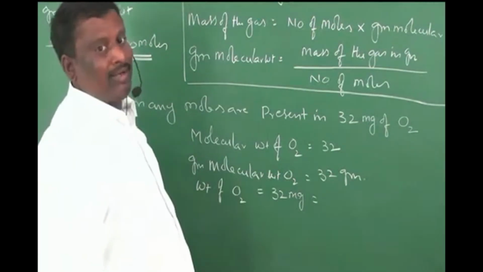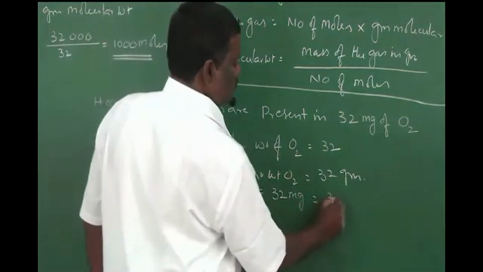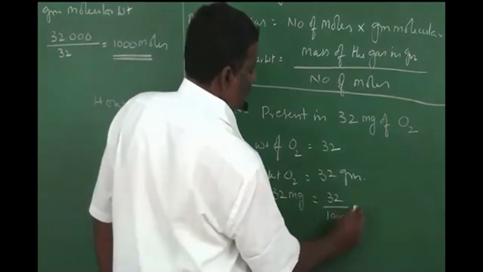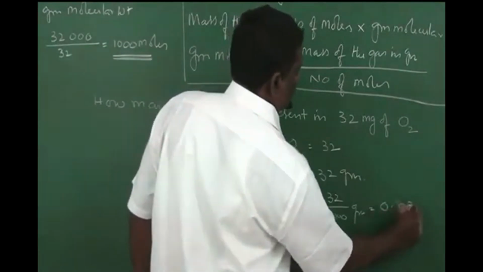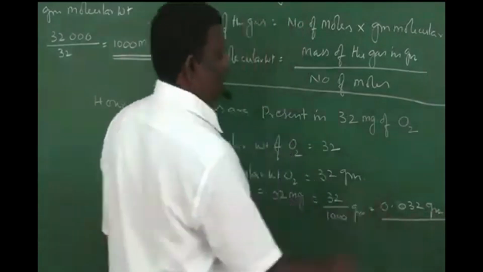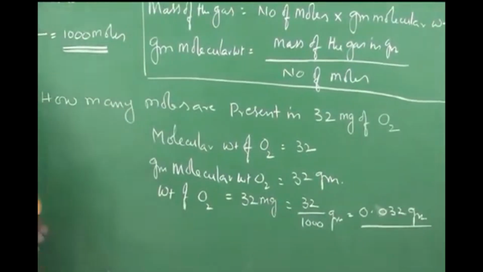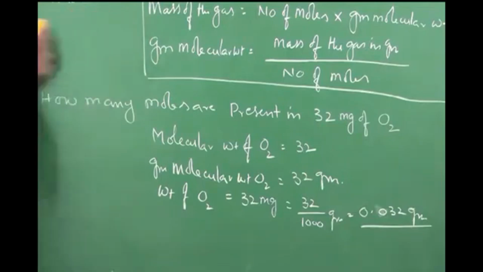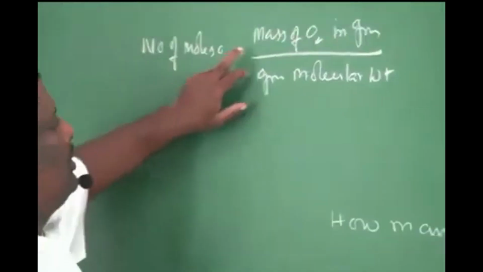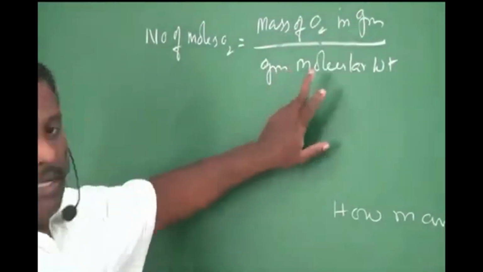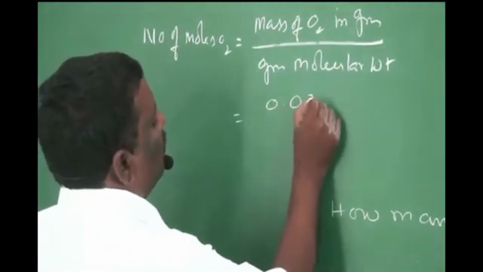Milli means 1000, centi means 100. So here you have to divide this by 1000. That is 32 by 1000 grams, so it is nothing but 0.032 grams. This is the mass of oxygen in grams. Now you can simply substitute these values in the previous formula. So number of moles is equal to the mass of oxygen in grams by its gram molecular weight. So the mass of oxygen in grams is equal to 0.032.